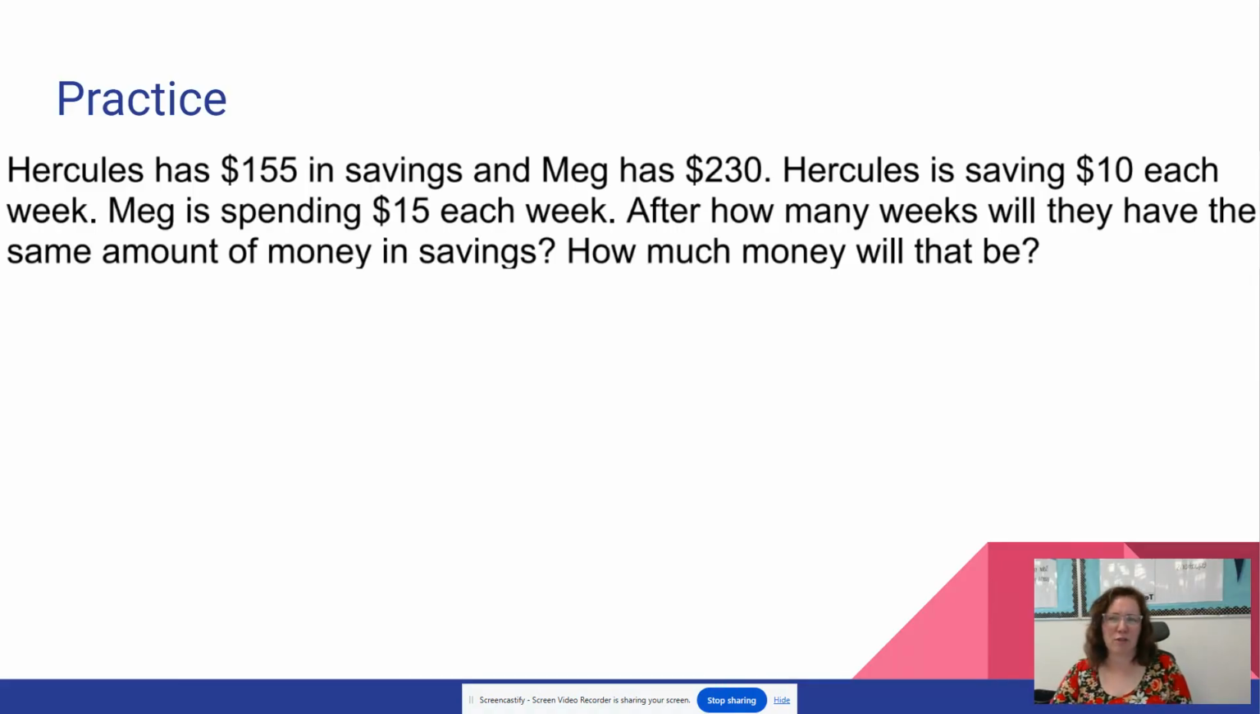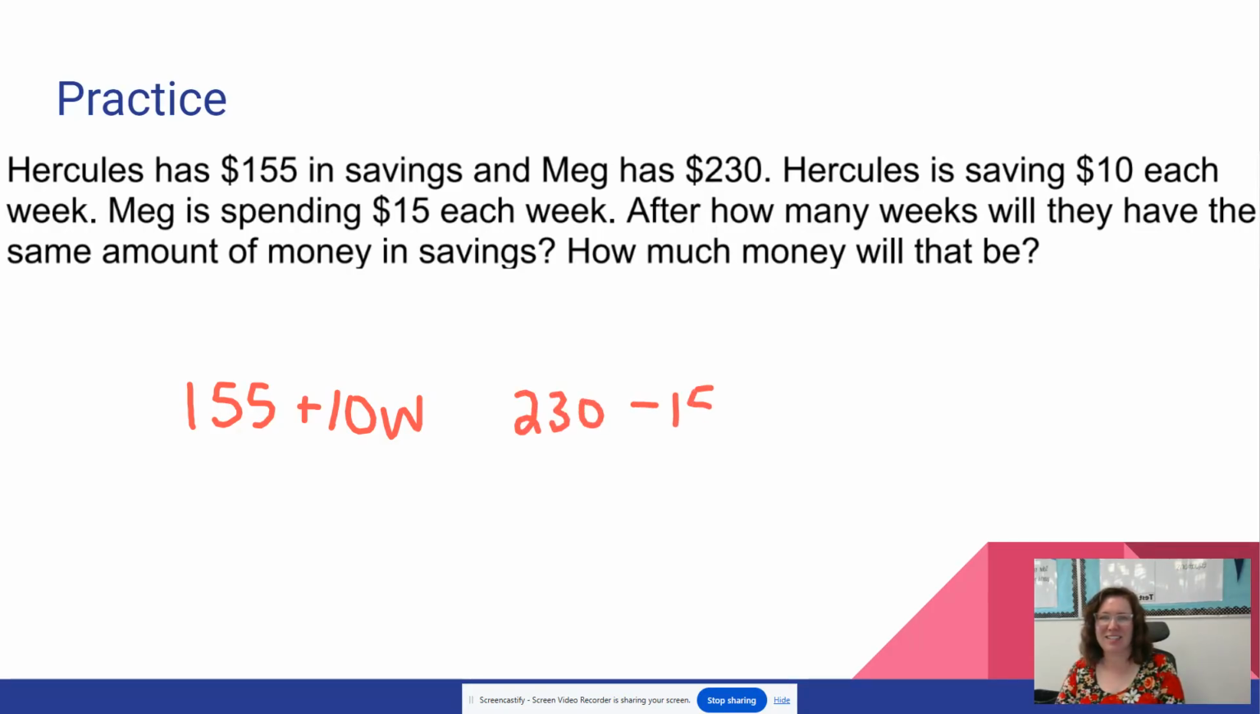Hercules has $155 in savings, and Meg has $230 in savings. So Hercules has $155, and he is saving $10 each week. Uh-oh, Meg. She has $230, but she is spending $15 each week. After how many weeks will they have the same amount of money, and how much money will that be?